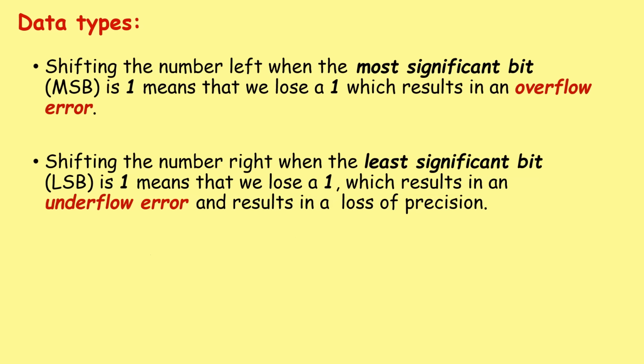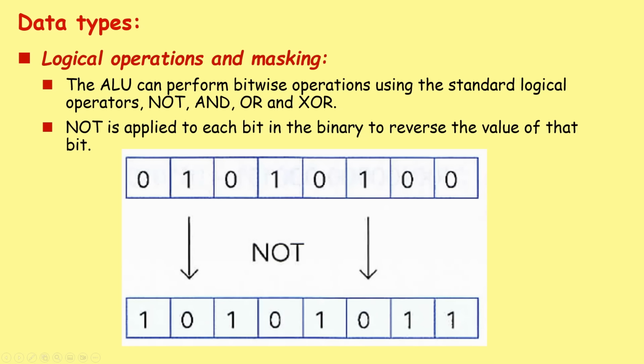Shifting the number left when the most significant bit is a 1 means that we lose the 1, which results in an overflow error. Shifting the number right when the least significant bit is a 1 means that we lose a 1, which results in an underflow error and results in a loss of precision. Logical operations and masking. The ALU can perform bitwise operations using the standard logical operators NOT, AND, OR, and XOR.